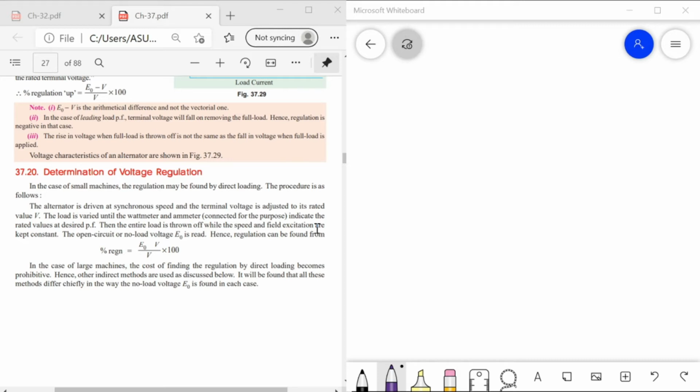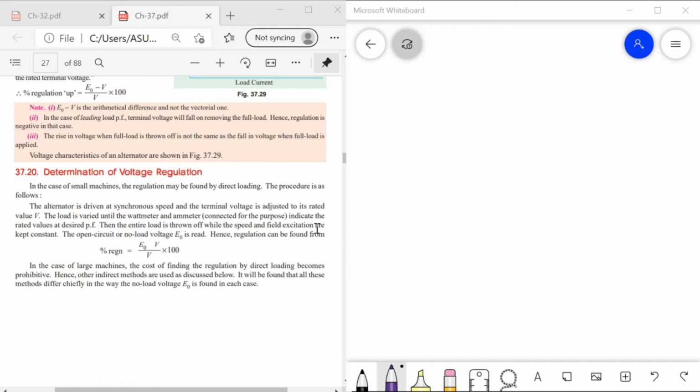Hence, regulation can be found from percent regulation is equal to E0 minus terminal voltage divided by terminal voltage times 100. In the case of large machines, the cost of finding the regulation by direct loading becomes prohibitive. Hence, other indirect methods are used as discussed below.